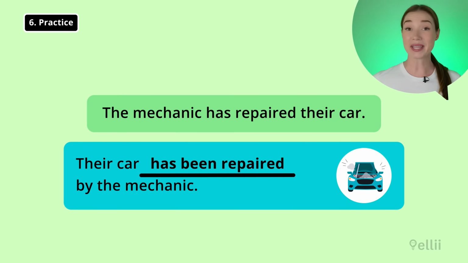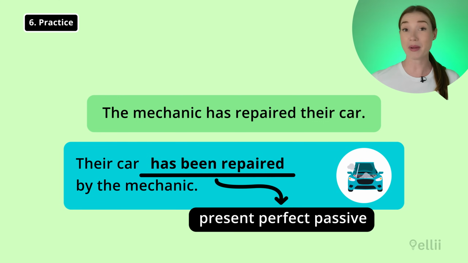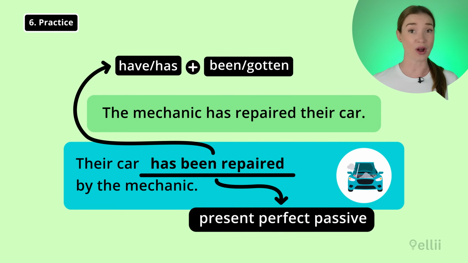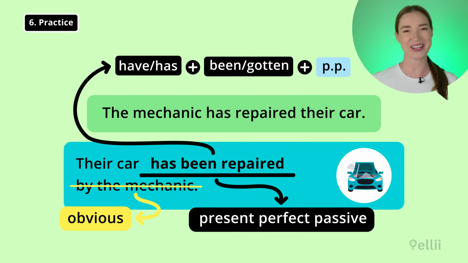Good job! The mechanic has repaired their car becomes their car has been repaired by the mechanic. The present perfect passive is formed with have or has plus been or gotten plus the past participle. It would also be very common to drop by the mechanic since that's pretty obvious.